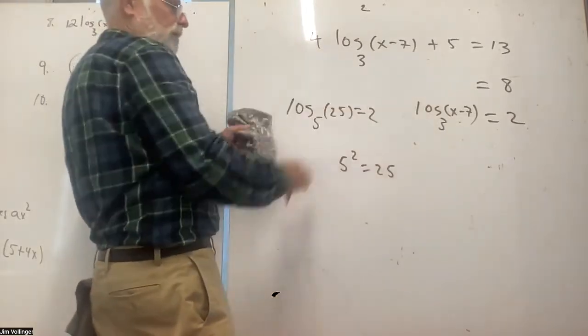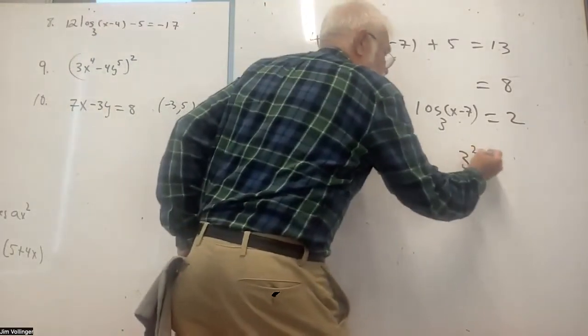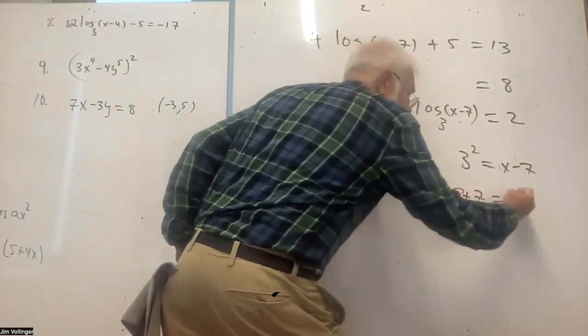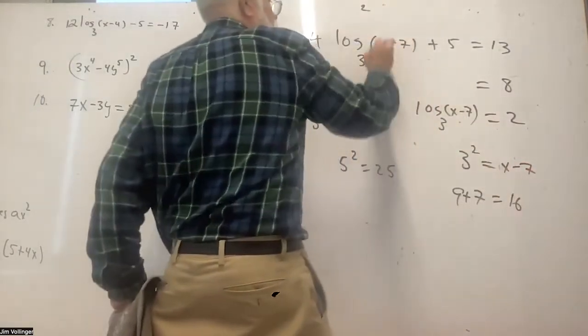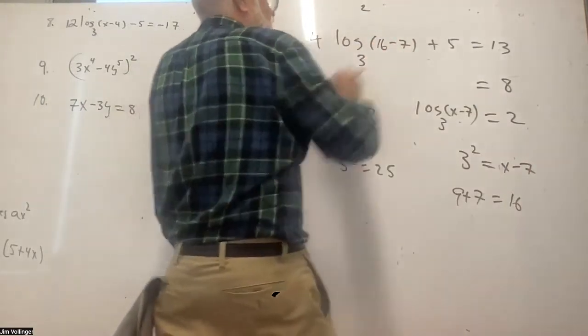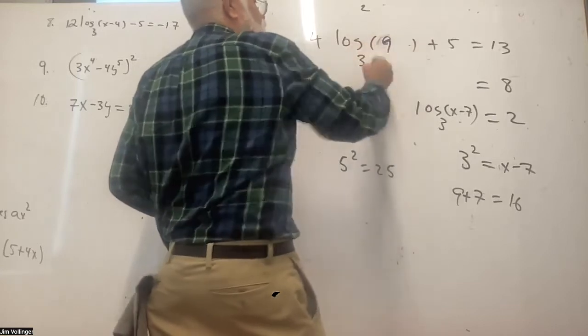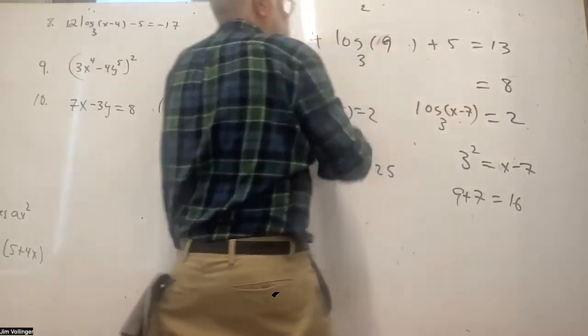Pause and you're looking. 3 squared equals x minus 7. So 9 plus 7 is 16. Let's put 16, see how it works. 16 minus 7 is 9. What's the exponent put on top of the 3 to get a 9? 2 times 4 is 8 plus 5 is 13.